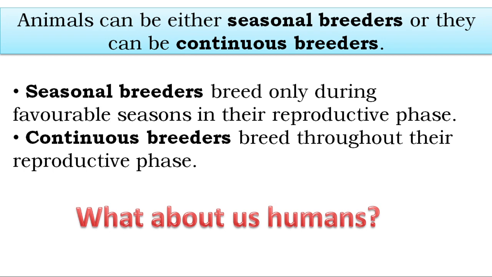The season, then the animal will breed so that their offspring can survive. There is a better chance of their offspring surviving. They are called seasonal breeders. Whereas continuous breeders are those animals which breed throughout their reproductive phase. So they are called continuous breeders. You can look for examples.